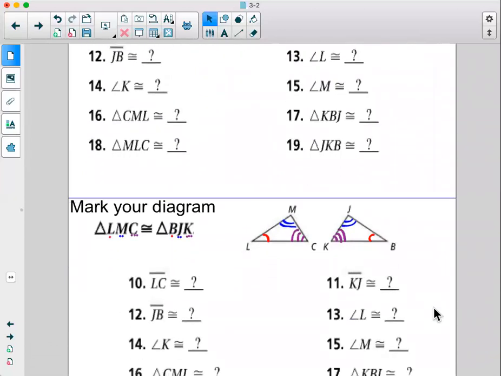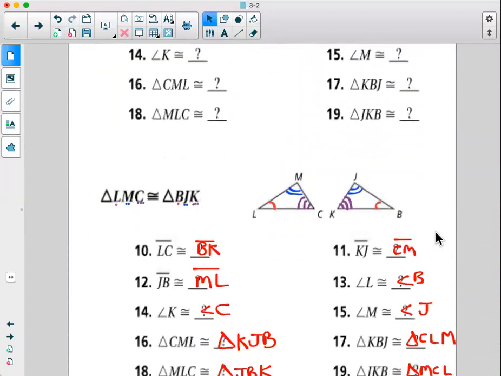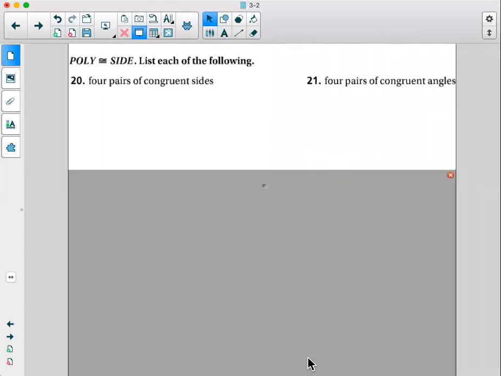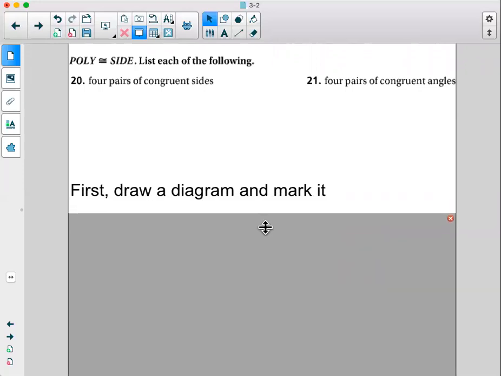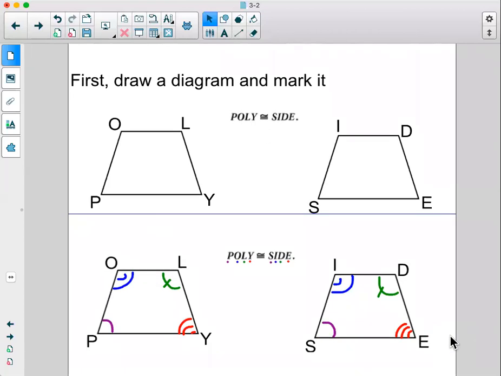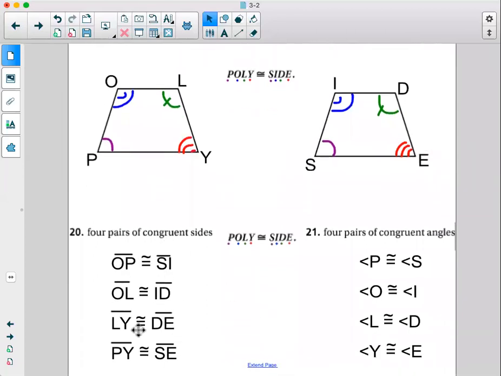The first thing you want to do is mark your diagram according to this congruency statement. Once you've marked your diagram, that will help the problem solve itself, and see if we match. Pause and answer these questions, and then press play for the solution. First thing you want to do is draw a diagram and mark it according to this congruency statement. Once you've done that, you will see all the corresponding congruent sides and all the corresponding congruent angles.